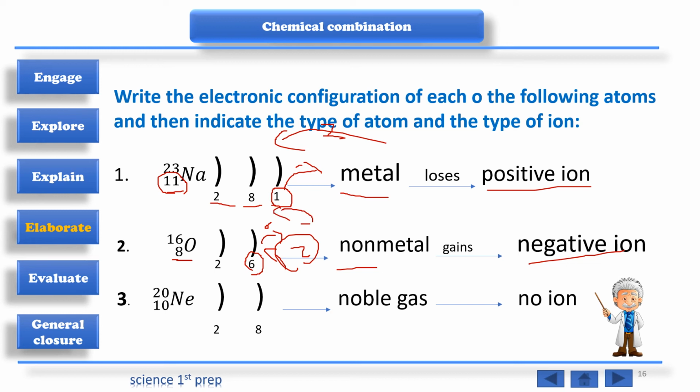Here in neon, 10, 2, 8. The outermost energy level is saturated, or completed, with electrons, so it doesn't need to lose or gain. It's a noble gas, and it has no ion because it won't lose or gain electrons.